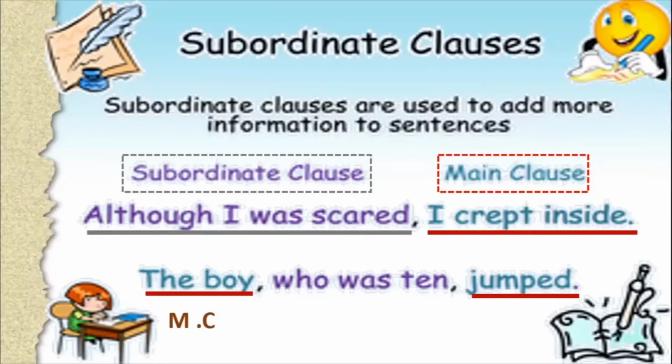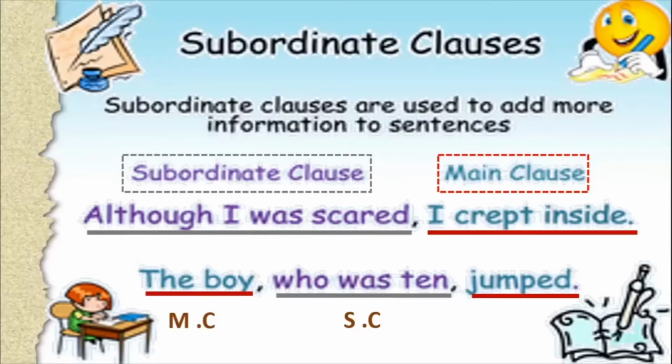So now what is the subordinate clause? Who was 10? So which boy jumped? Who was 10? The boy who was 10 years old, he jumped. So who was 10 is the subordinate clause. Now I have written short forms for them. MC is the main clause and SC is the subordinate clause.